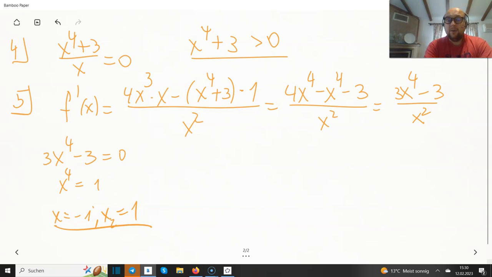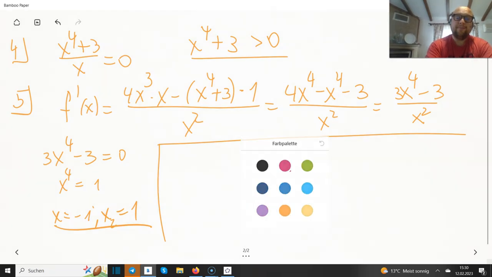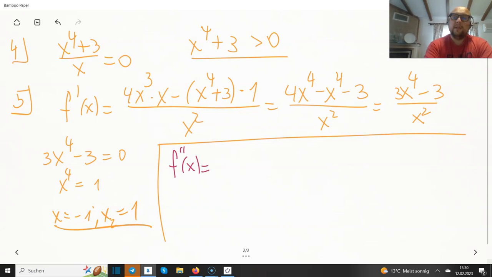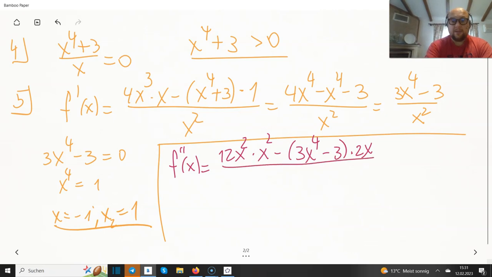All right, I do have to compute the second derivative anyway because I would like to compute the points of inflection. So I do it anyway. Just change the color. So what about the second prime of x? Well, we're going to get 12x squared times x squared minus, parentheses opened, 3x to the power of 4 minus 3 times 2x. That's all right, divided over x to the power of 4.